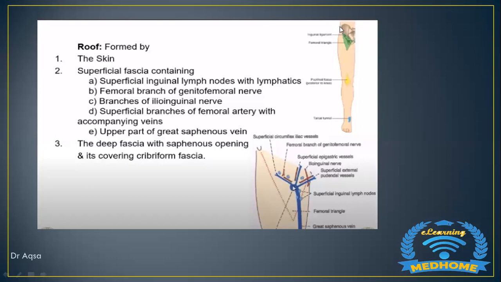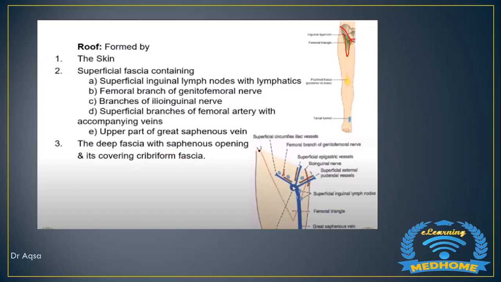If you look here, you can also try to palpate your inguinal ligament. It runs from the anterior superior iliac spine to the pubic tubercle, and just below this is the femoral triangle. It contains superficial inguinal lymph nodes along with lymphatics, the femoral branch of the genitofemoral nerve, branches of the ilioinguinal nerve, superficial branches of the femoral artery with its accompanying vein, and the upper part of the great saphenous vein. We also have a deep fascia with the saphenous opening and covering, which forms the cribriform fascia.